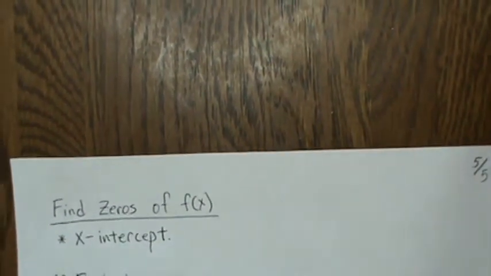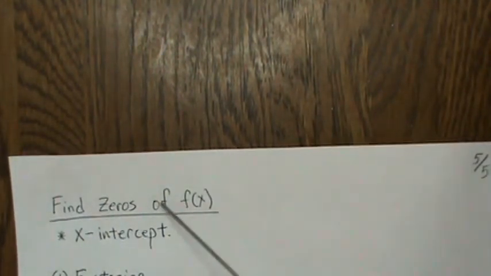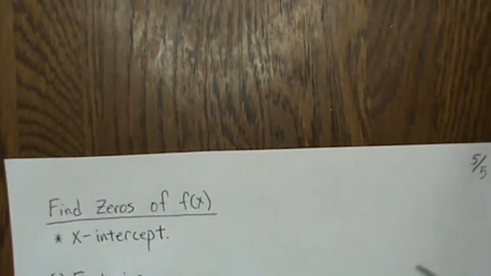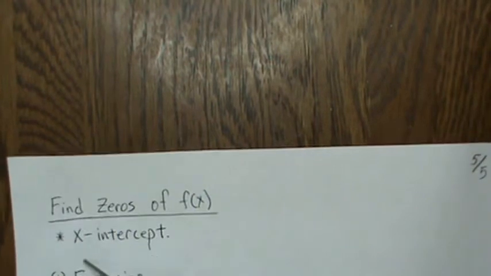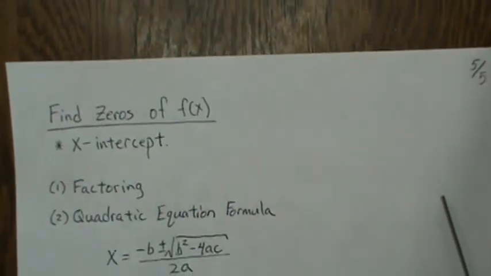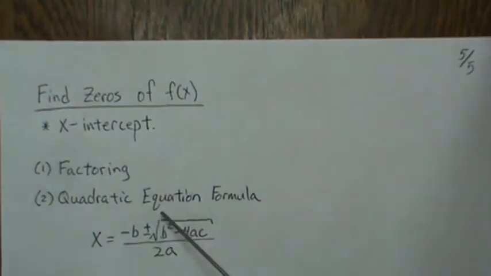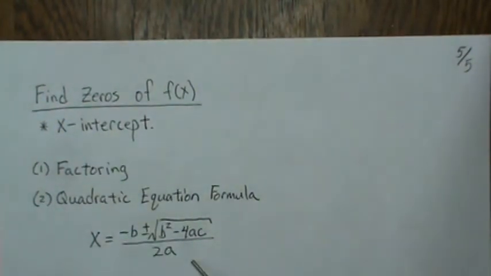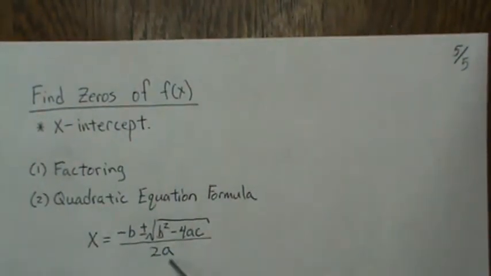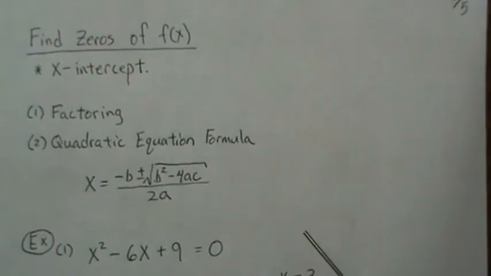Mathematically we call that finding the zeros of a function, which all means is the x-intercept. But you can impress your friends by saying, hey, what are the zeros of this function? And that just means where it crosses the x-axis. There are two basic ways to do this. One is factoring, where you factor the quadratic equation, and the other is the quadratic formula, which is this. I've even heard people sing songs to remember that. I don't know it, but I've heard it.